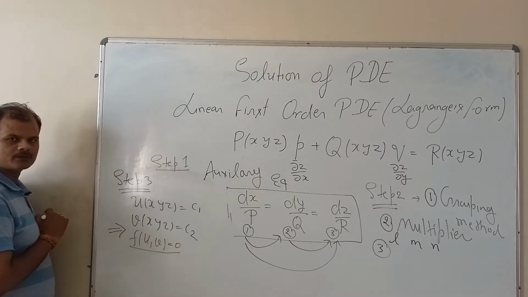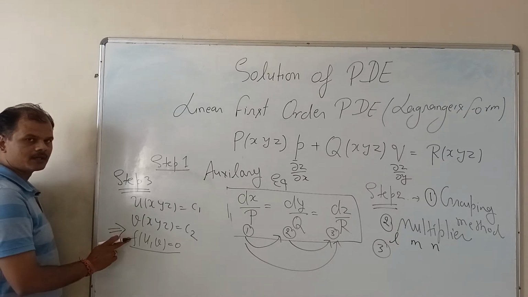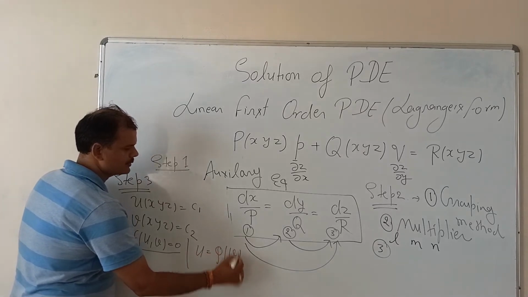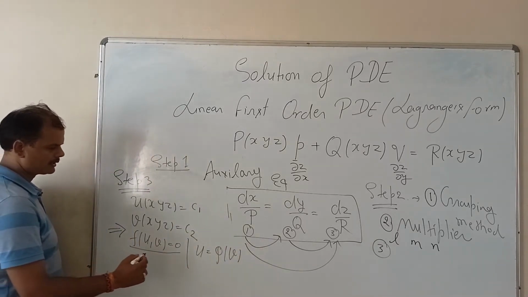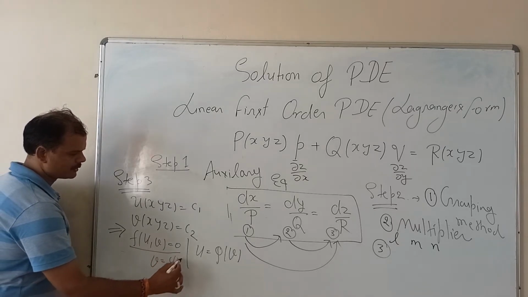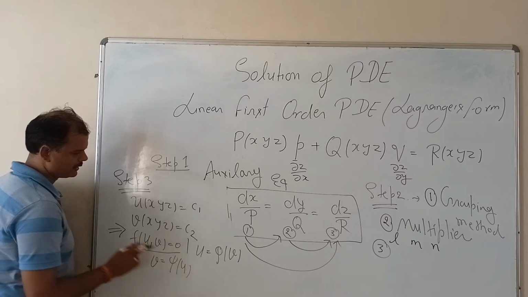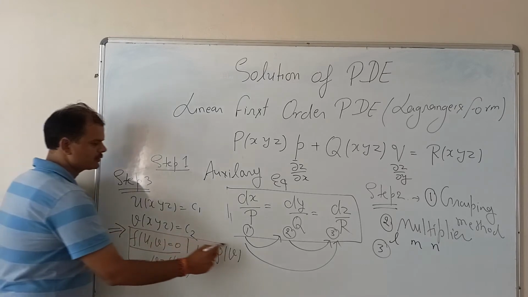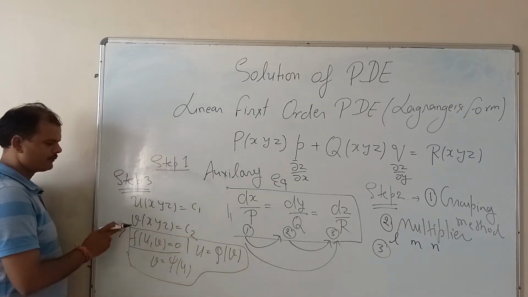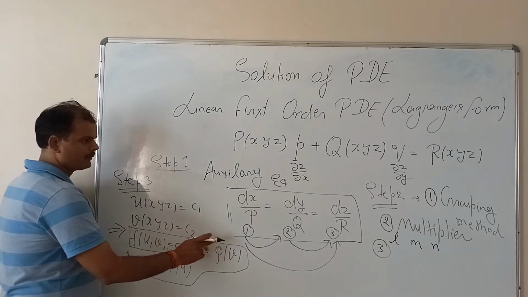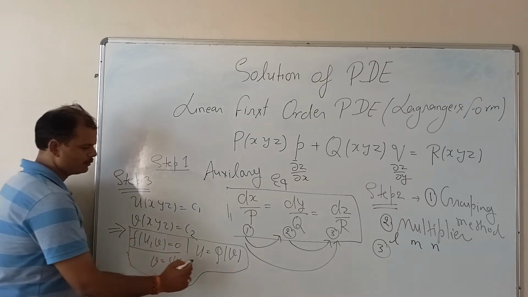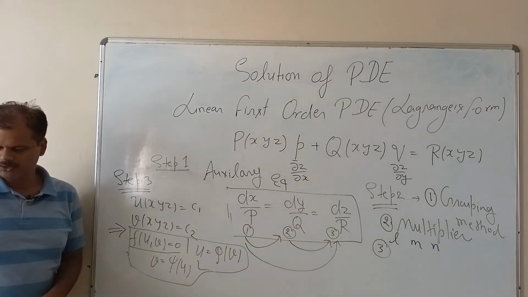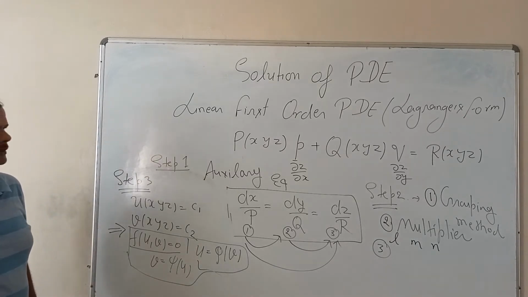This is also one form of solution where f is an arbitrary function, or one can write u as a function of v. This is also fine. Or one can write v equal to a function of u, where f, phi and psi are arbitrary functions. So there are three ways to write the solution. After getting u and v, we can write f of u, v equal to 0, u equal to phi of v, or v equal to psi of u. Any way we can write the solution. So this was the working procedure of Lagrange's form of the PDE.